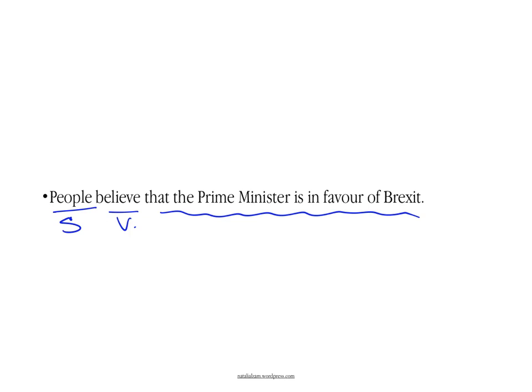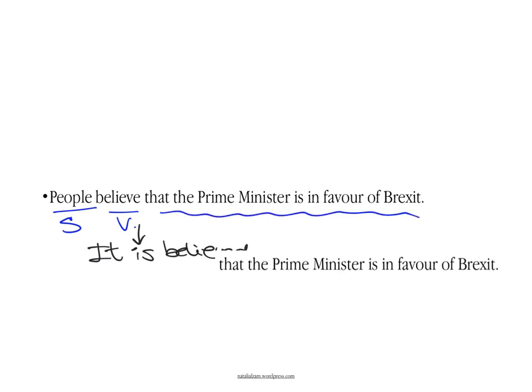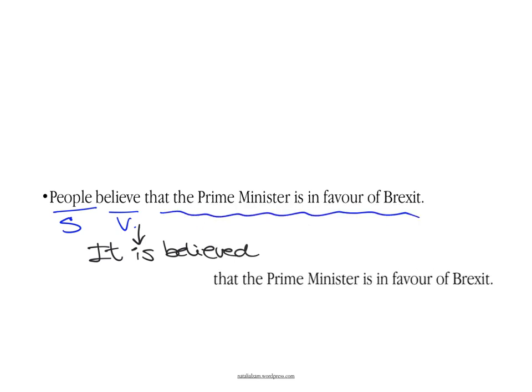Okay, you have two possibilities here. The first one is perhaps easier to make for Spanish speakers of English. It could be something like, you start with it. This is an empty it, it means nothing. It just starts the sentence. It, then you use this verb in the passive. It is believed. And the rest remains absolutely the same. So, it is believed that the Prime Minister is in favour of Brexit.